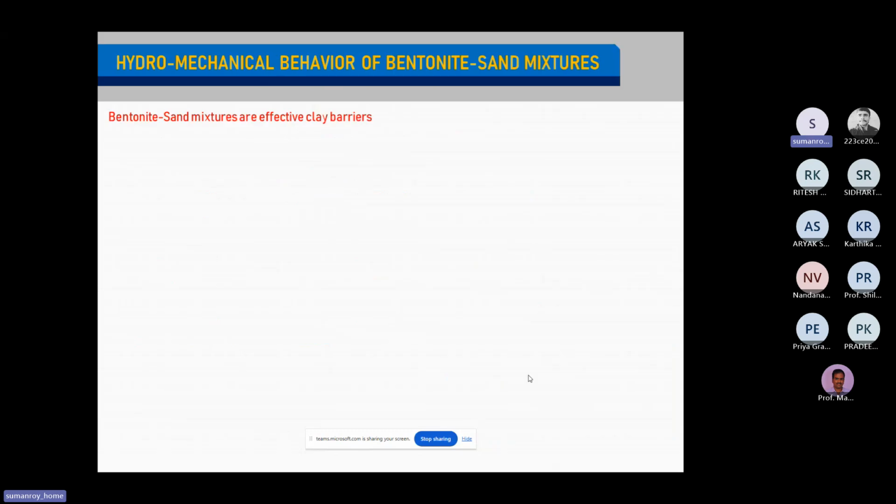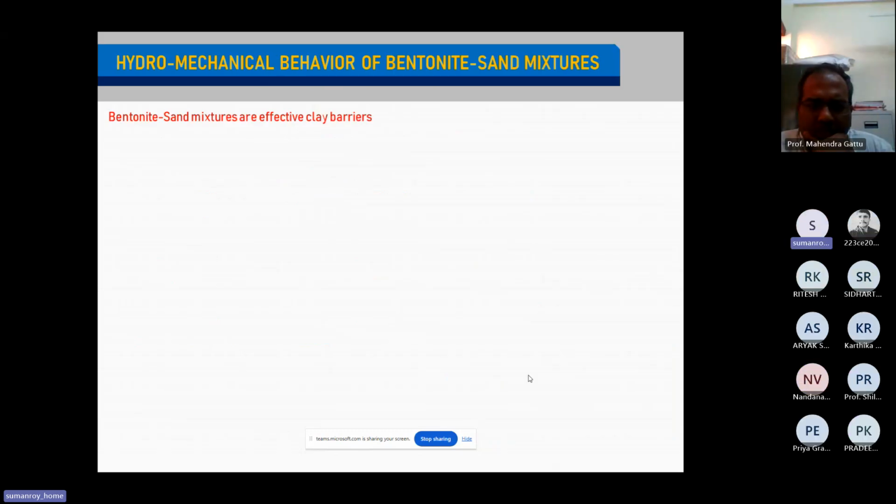Now, you see, the main job of us is to design these compacted clay layers. And mostly, when people talk about expansive soils, they mostly talk about black cotton soils. But you see, black cotton soils are not very effective in designing this type of clay layer, for many reasons.